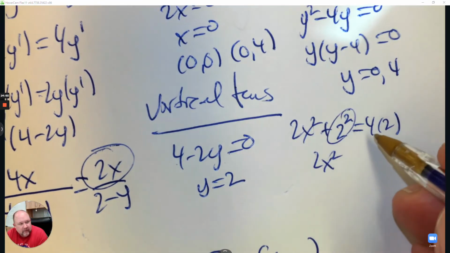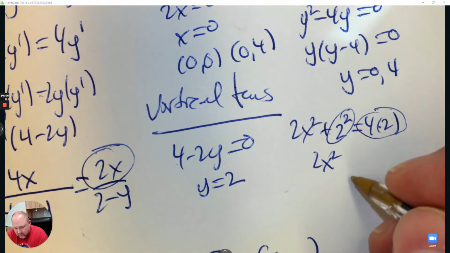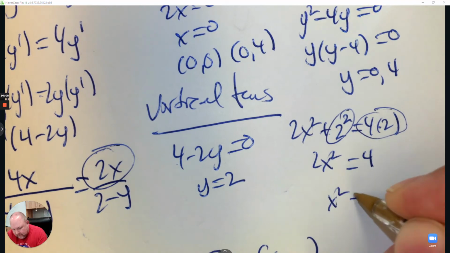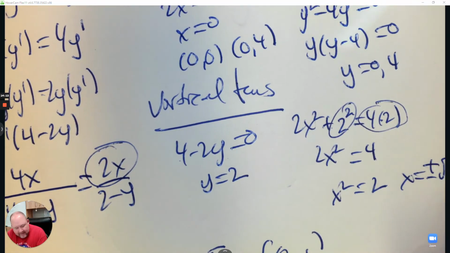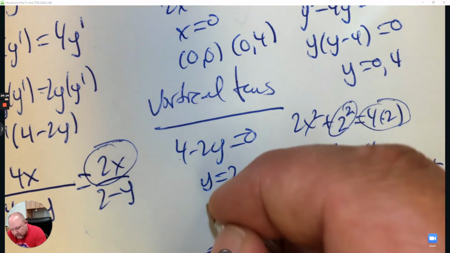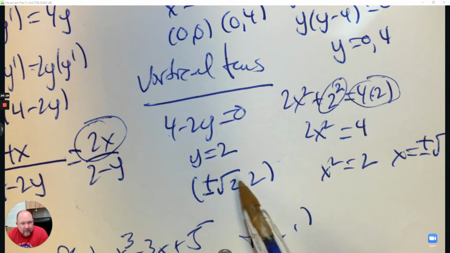So 2 squared is 4. 4 times 2 is 8. So it's 8 subtract 4. Divide by 2. Now I square root it. And so you get the answer positive and negative root 2. So at x equals positive and negative root 2, with y equal to 2, we have vertical tangents there.